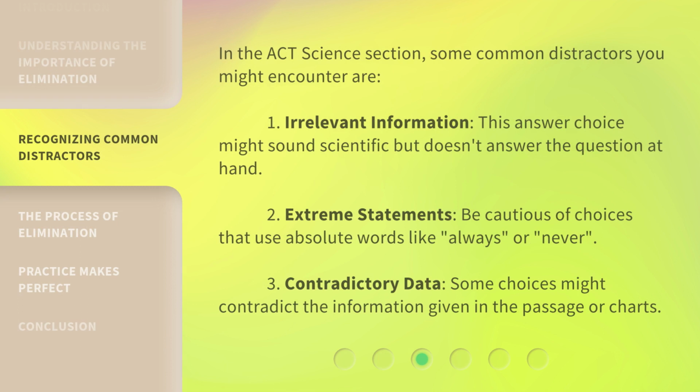In the ACT Science section, some common distractors you might encounter are: 1. Irrelevant information. This answer choice might sound scientific but doesn't answer the question at hand. 2. Extreme statements. Be cautious of choices that use absolute words like always or never. 3. Contradictory data. Some choices might contradict the information given in the passage or charts.